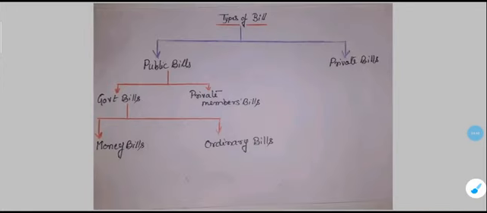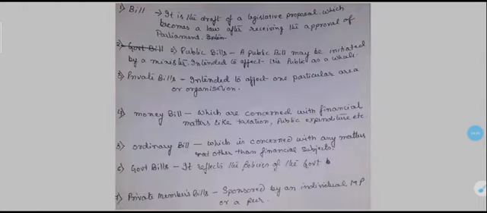Now let's see the types of bills. In Parliament, there are some bills. Okay, so what do bills mean? See, a bill is a draft of a legislative proposal which becomes a law after receiving approval.